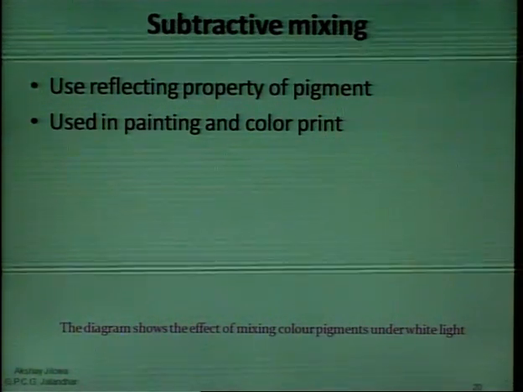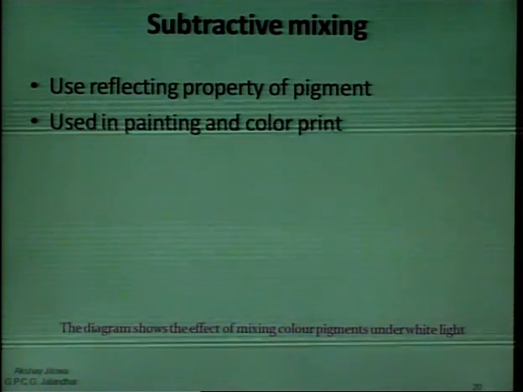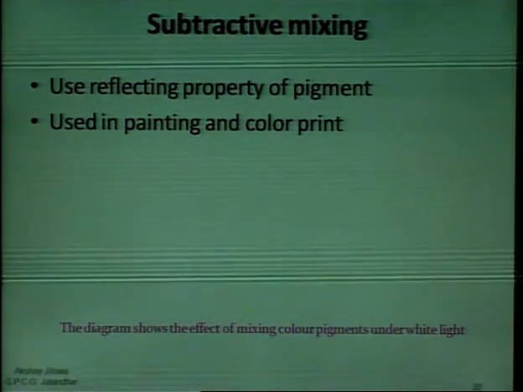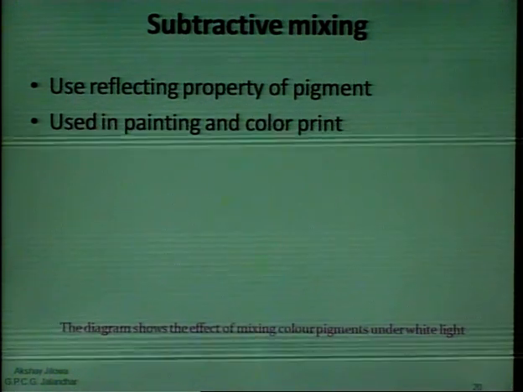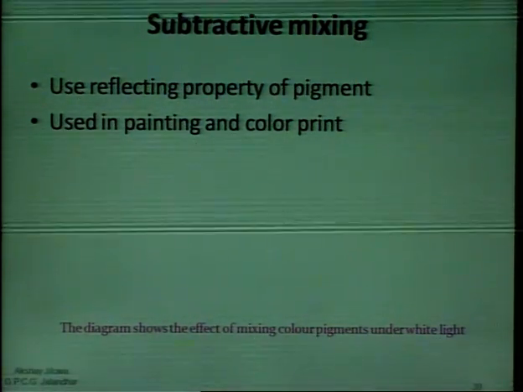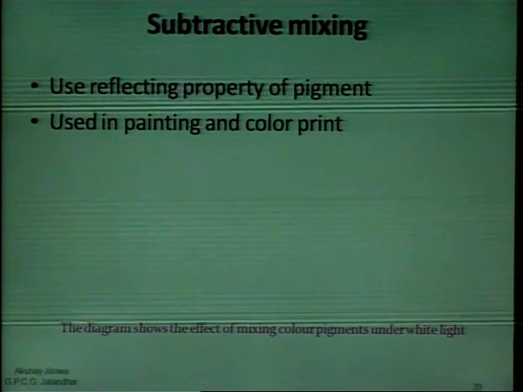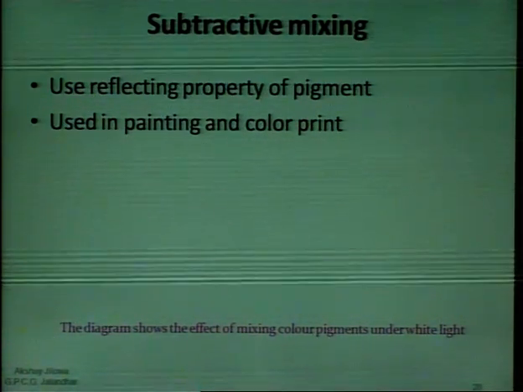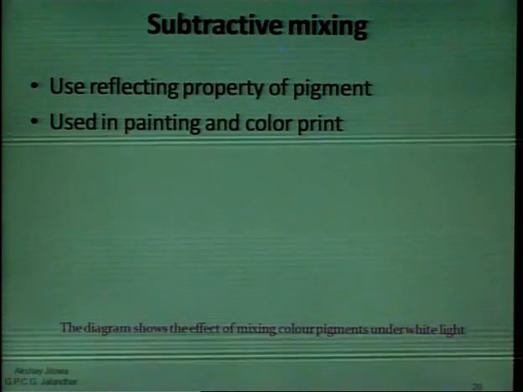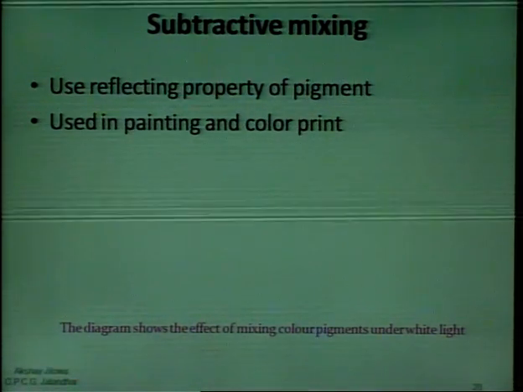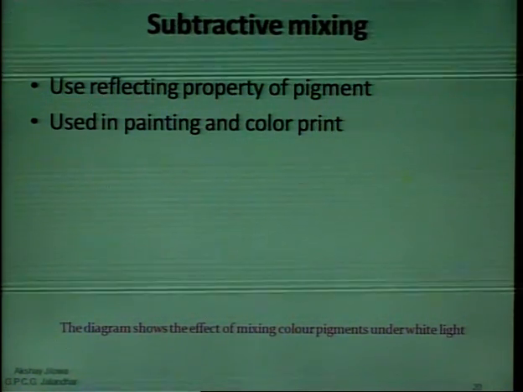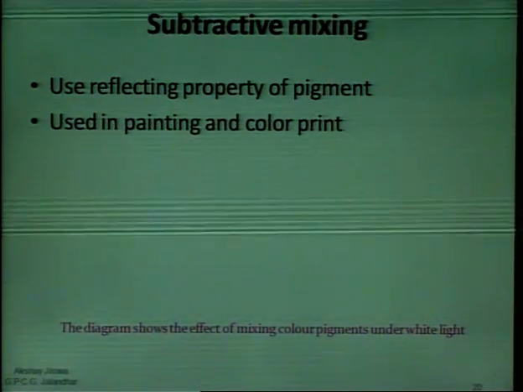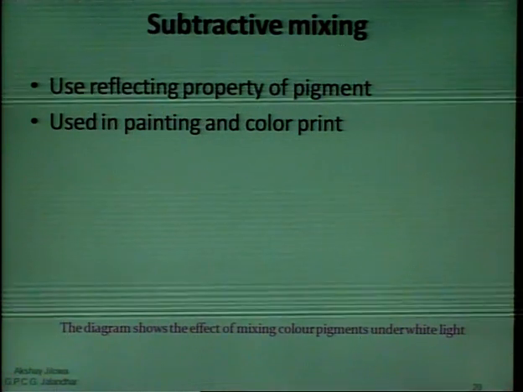Subtractive mixing uses the reflecting property of pigment used in painting and color print. What we see in practical life is all subtractive mixing. What we see is reflection. Whenever the total light, meaning white light, the visible spectrum, falls on a particular surface, some or all of the wavelengths except a particular wavelength are absorbed, that is, they are subtracted from the total visible spectrum, and whatever is not absorbed is reflected and is seen as the color of that surface. So, this theory of subtractive mixing is the theory which we use in daily life.